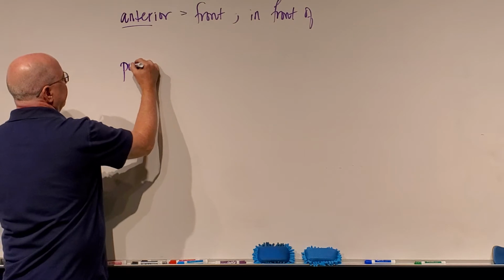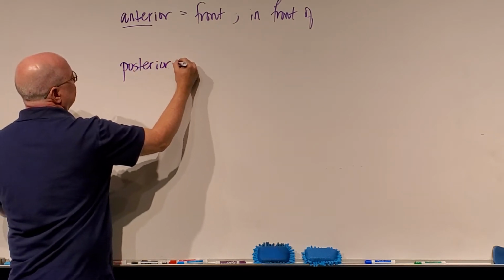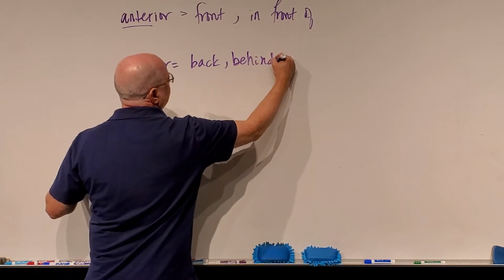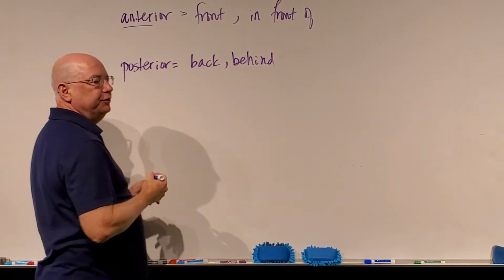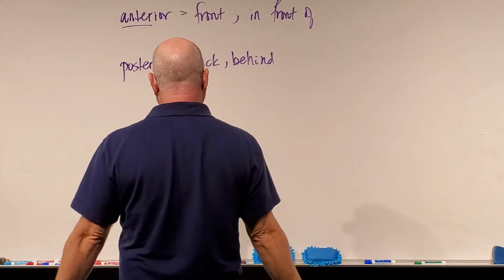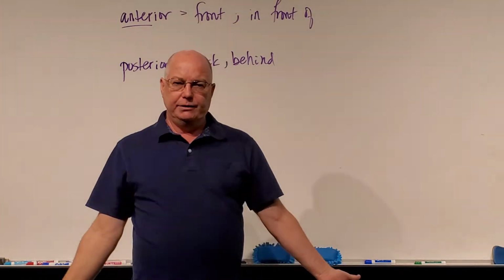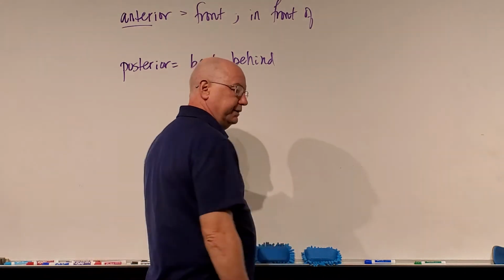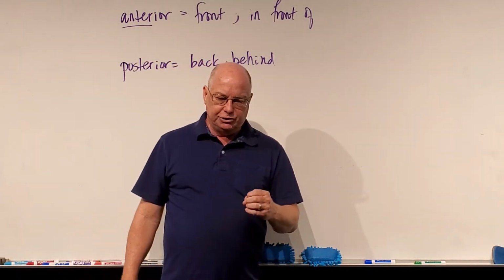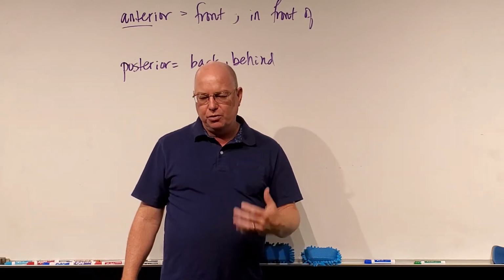The opposite of that is posterior. Posterior means back, behind, or in back of, okay? So if you were going to look at a person from a posterior view, you would be looking at the back of the body this way. Anterior, posterior. Got it?